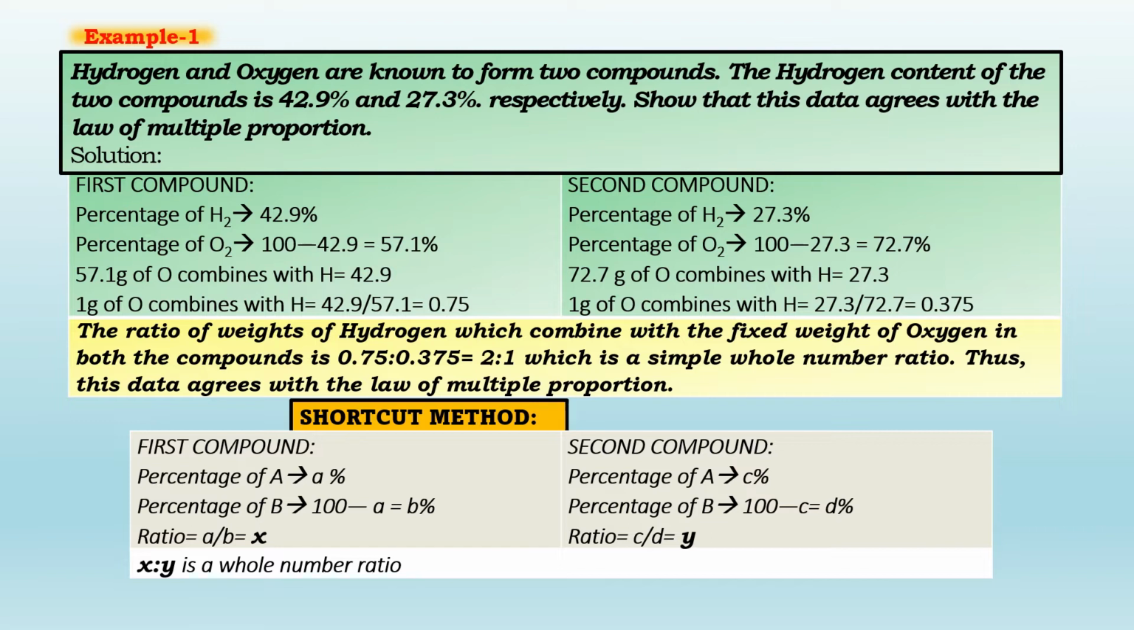Shortcut method. First compound, percentage of element A is equal to A% and percentage of element B is equal to 100 minus A, that is equal to B%. Ratio is equal to A is to B is equal to X. Second compound, percent of A is equal to C and percentage of B is equal to 100 minus C, that is equal to D%. So ratio of C is to D is equal to Y. X is to Y should be a simple whole number ratio.